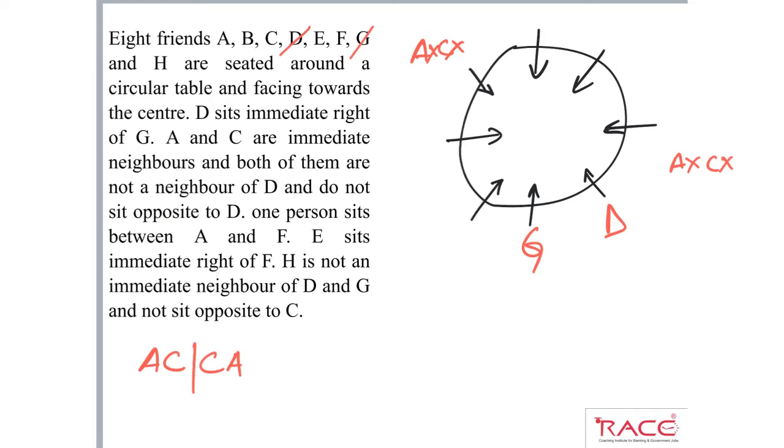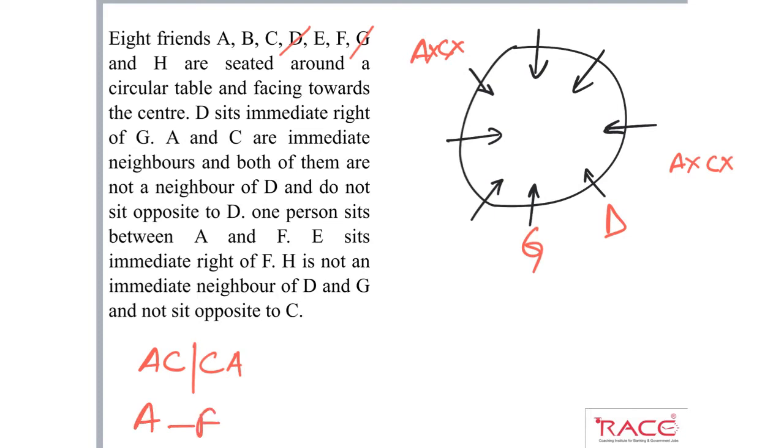Now one person sits between A and F. So this is indirect information. So what is the difference between indirect and direct information? The information which we can directly place in the diagram is called direct information. The information we cannot directly put in the diagram is called indirect information. So here we do not have any idea about A and F, and there is one person sitting between A and F. So I will write it separately. So between A and F, I have one person.